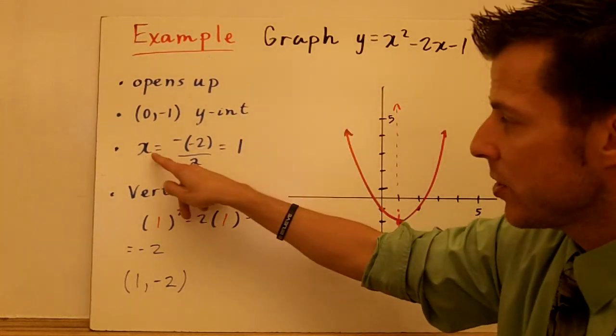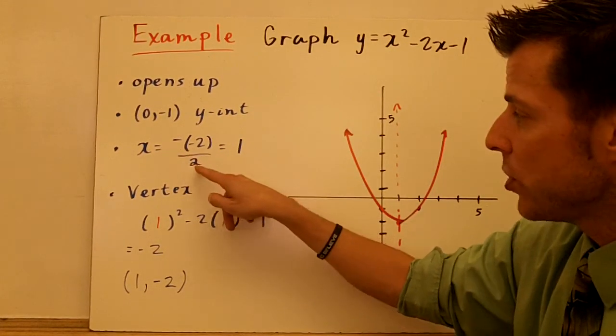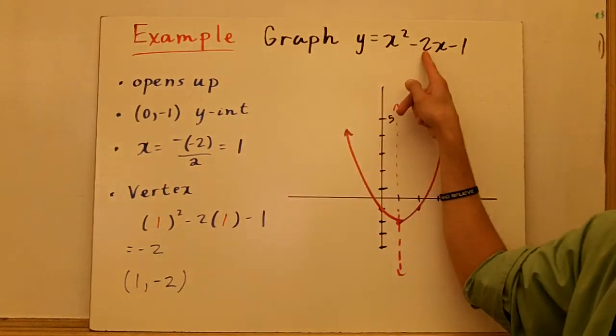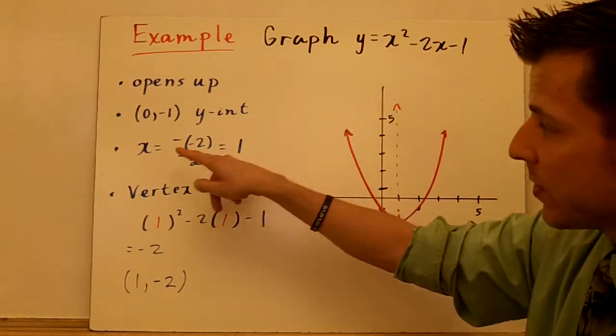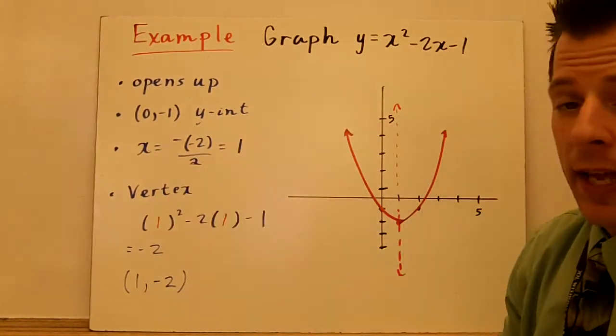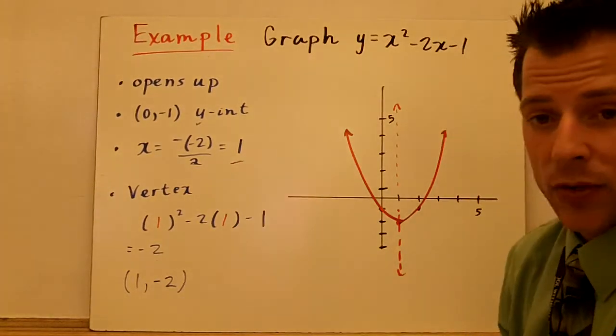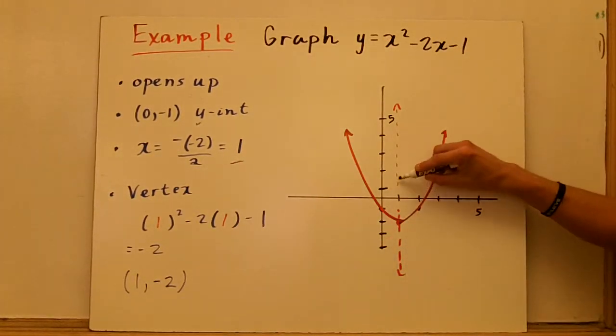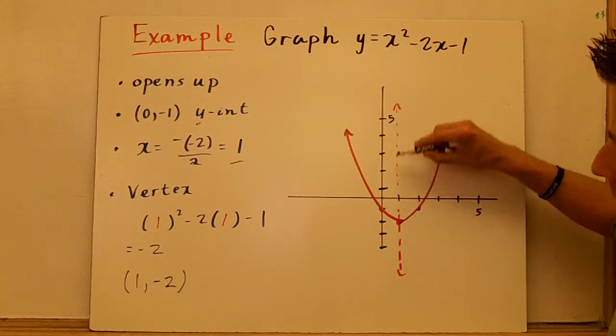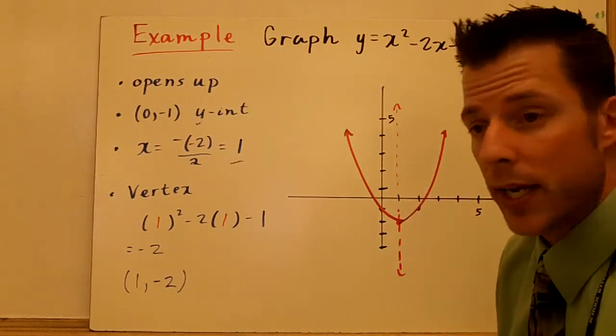So we're going to graph our standard form x squared minus 2x minus 1. So a couple things. The a value is 1. The parabola opens up. The y-intercept is 0, negative 1. The axis of symmetry is the opposite of b over 2a. b is negative 2, a is 1. So I substitute in, and I get my vertical line at x equals 1. So notice at x equals 1, there's my dotted axis of symmetry.